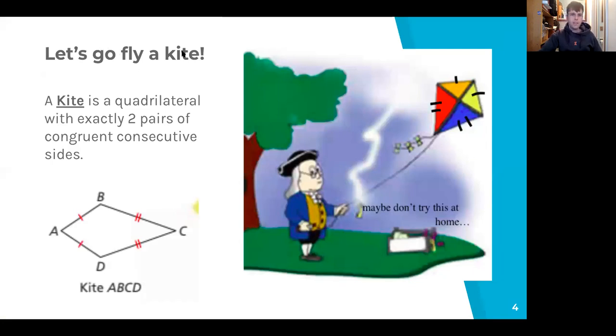All right, so let's go ahead and talk about a kite. A kite is a quadrilateral with exactly two pairs of congruent consecutive sides. This word exactly, exactly two pairs, helps exclude rhombuses from what we were talking about before. So one pair is here, AB and AD. That's one pair of consecutive, next to each other, congruent sides. And BC and DC are the other pair. That makes it a kite. Here's a nice picture of a kite too.